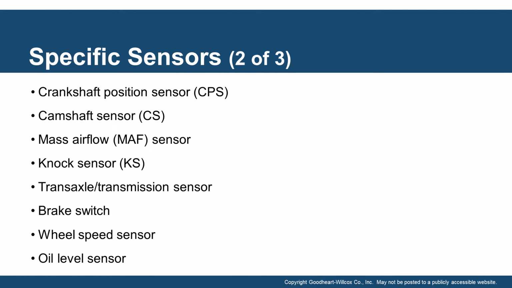Here you can see that our sensor list just continues to grow. We've got crankshaft position sensors and mass airflow, knock sensors, brake switches, all kinds of different sensors. And some of these you may be familiar with, and some you may not be familiar with. And so it's important to kind of take a good look at this list, make sure you're getting familiar.